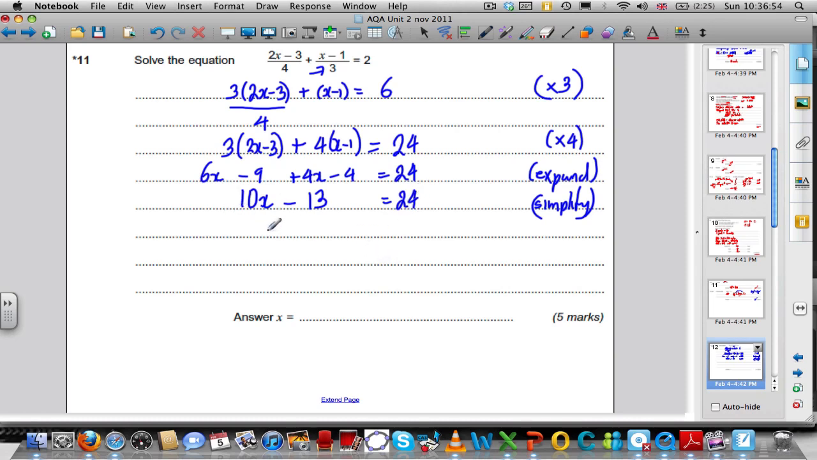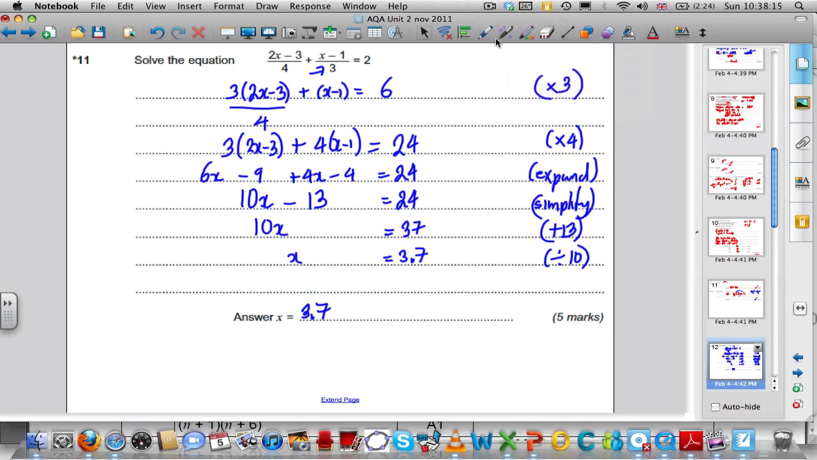Now I've got a simple two-step linear equation to solve. I'm going to add 13 to both sides to remove this minus 13, so I get 10x is equal to 37, and then I'm going to divide both sides by 10 to get x is equal to 3.7. Hence my answer, x equals 3.7. Okay, moving on to the next question.